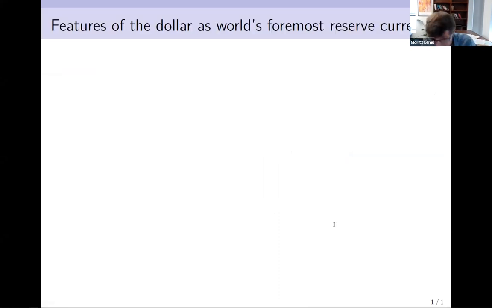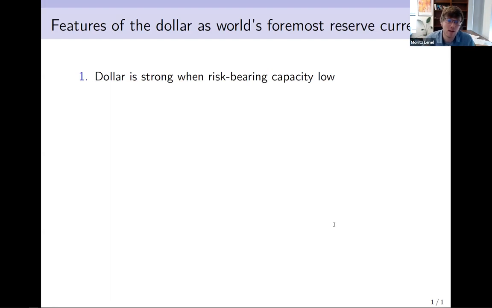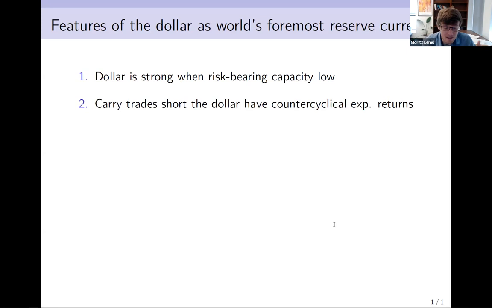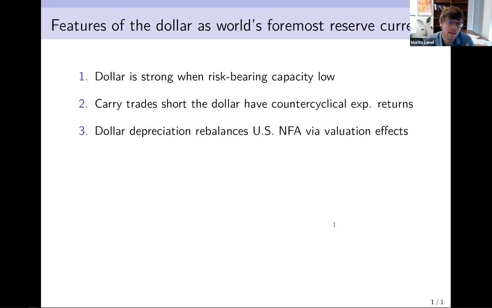The first slide is just reiterating what Itamar nicely already did, situating our paper in both empirical facts and literature. We built this paper on a growing literature that documents a set of key features of the US dollar as the world's reserve currency. First, the dollar seems to be strong when measures of risk-bearing capacity are low, when risk premia are low. These are times when the dollar is weak. Second, carry trade strategies that borrow in the US dollar seem to have counter-cyclical expected returns. So in bad times, the returns on those strategies are higher. Third, the US net foreign asset position is rebalancing, at least partially, through dollar depreciation.